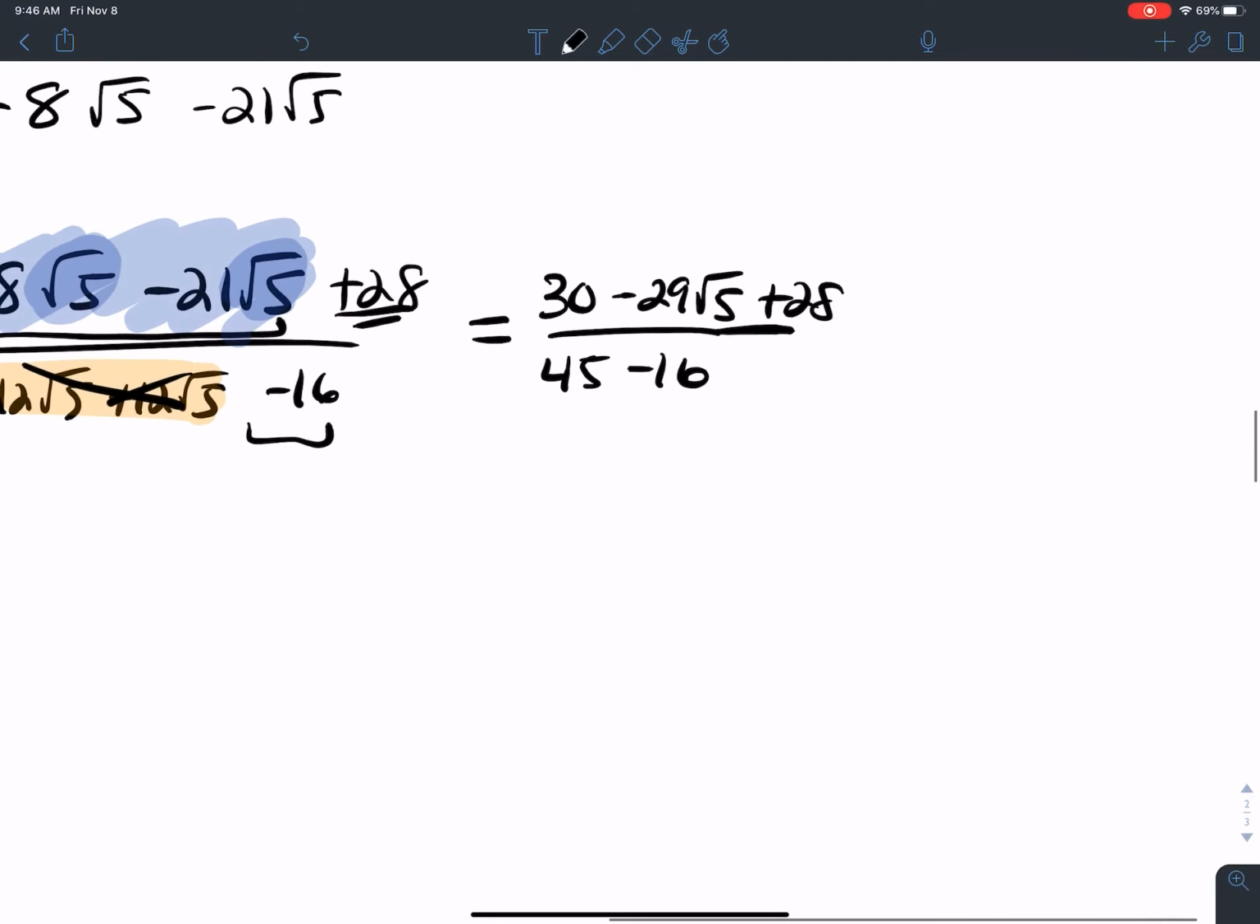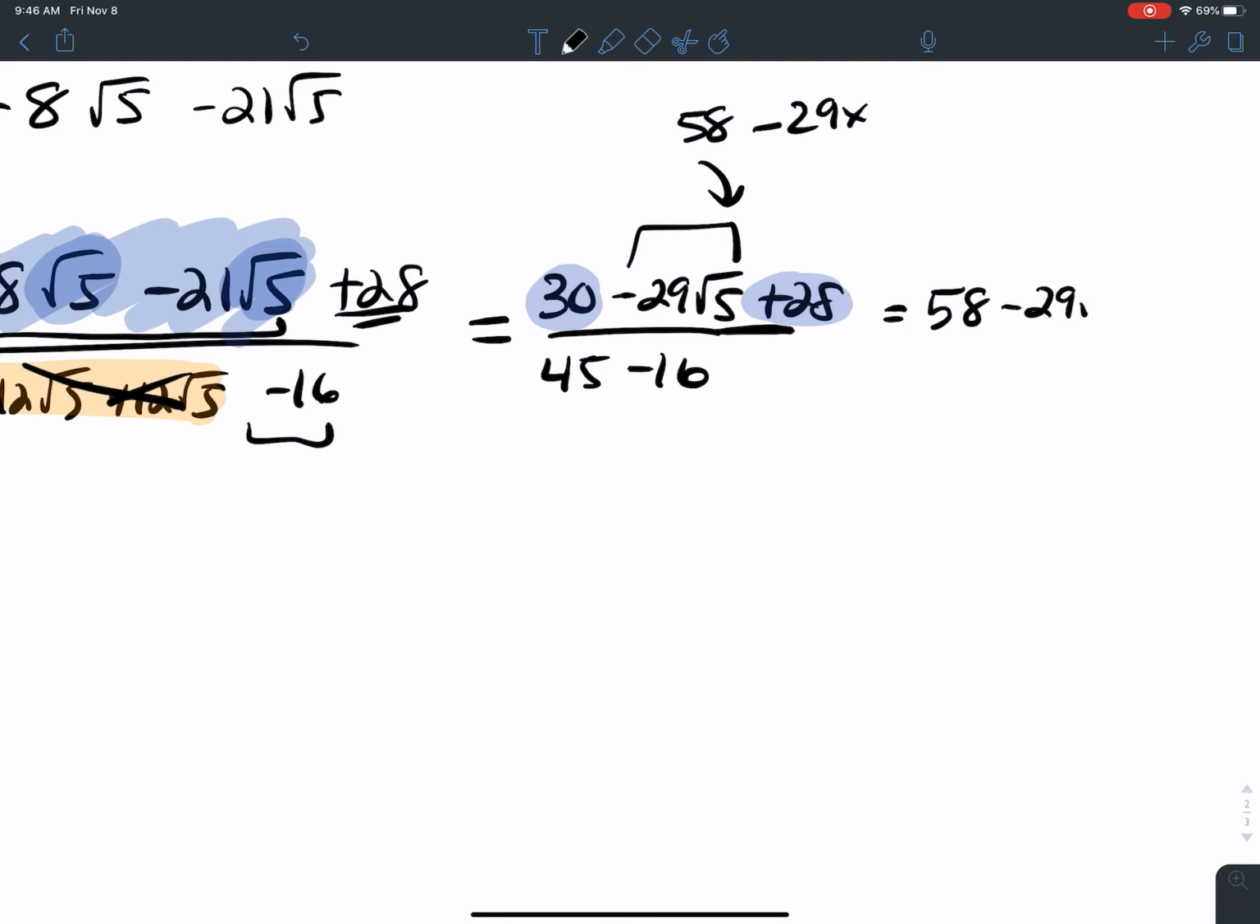So then our final step of simplification is just combining like terms. So this integer and this integer can be combined because they're both integers. So that gives us 58. And then this is root 5. So that's like the label. Just like I couldn't add 58 to -29x, I wouldn't be able to add 58 to -29 root 5s because they're not like terms. And on the bottom, 45 minus 16 is 29.